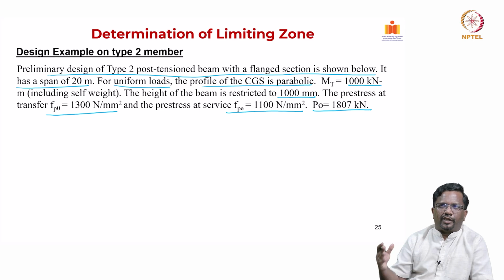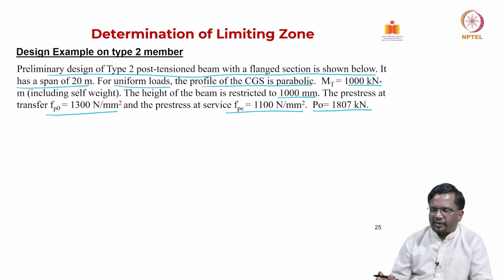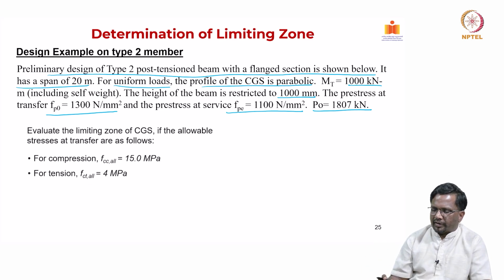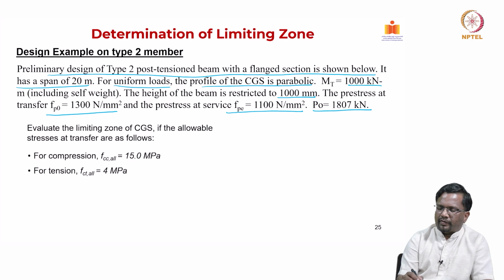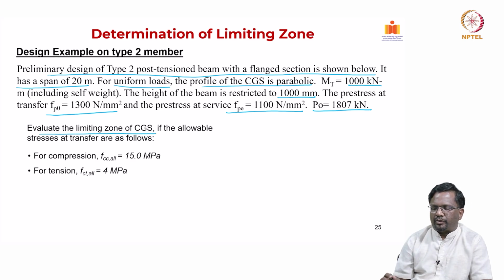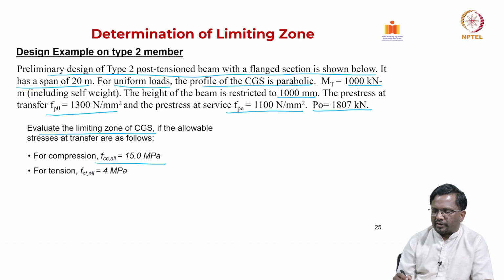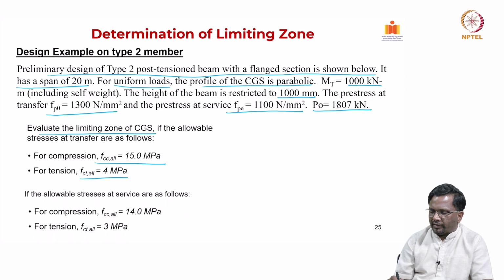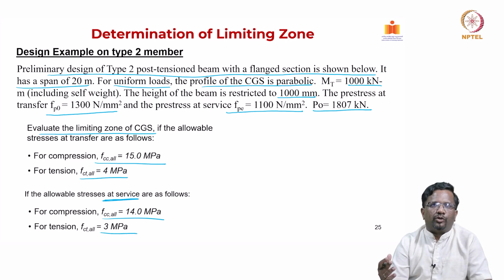This is the same problem as before, where we have done the preliminary design, let us say from CU what we get. And we have to evaluate the limiting zone. The stress conditions are: FCC allowable is 15 megapascal at transfer and FCT allowable is 4 megapascal. And at service, FCC allowable is 14 megapascal, tension it is 3 megapascal. So, different stress limits have been given for both transfer and at service.